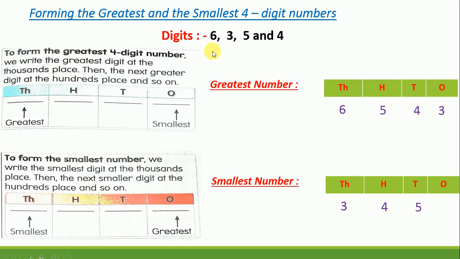So we have the digit 6. That is the greatest number among all. That should be placed in the ones place. So the smallest number which we found here is 3456.